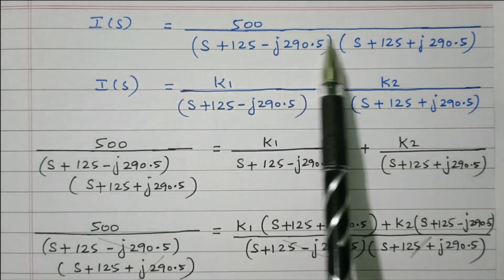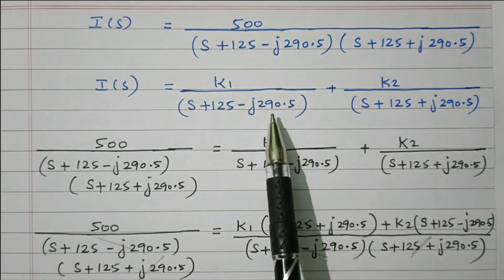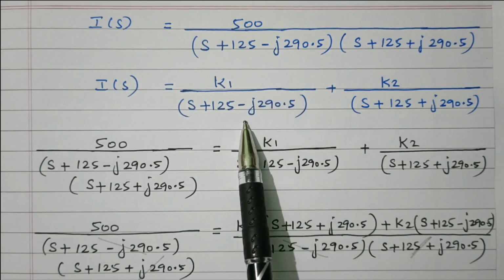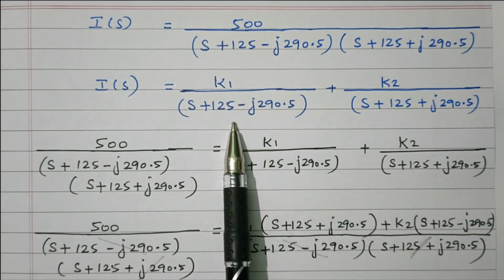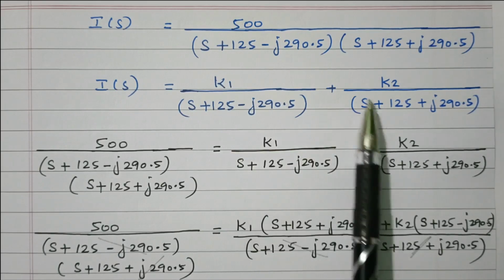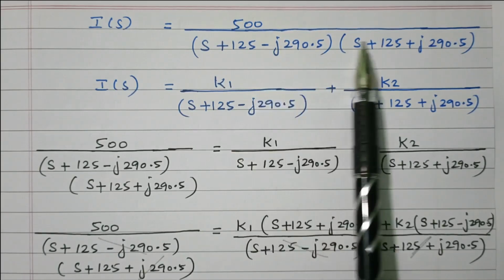So I of S is there. In order to take the inverse Laplace, we need to convert it into partial fraction technique, so that we are able to take the inverse Laplace. We cannot take the inverse Laplace of this form.